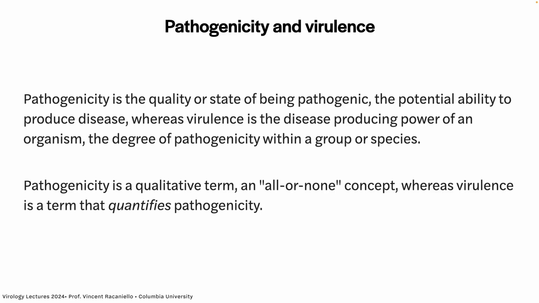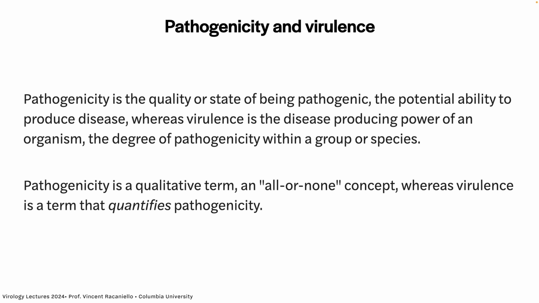I've been talking about pathogenicity, which is really a qualitative term. It means the quality or the state of being pathogenic, the ability to produce disease. And virulence, on the other hand, is the quantified aspect of pathogenesis, right? It's the disease-producing power of an organism which we can measure. Pathogenesis, you don't measure. You say a virus is pathogenic or it's not. There's no quantification. But virulence is the quantification of pathogenicity. So that's the difference between the two.